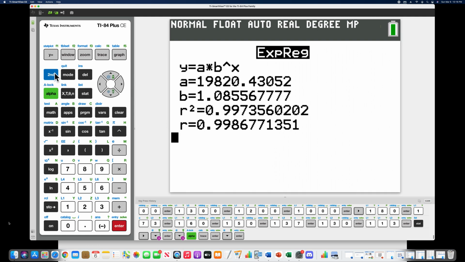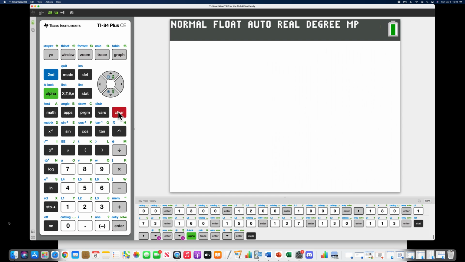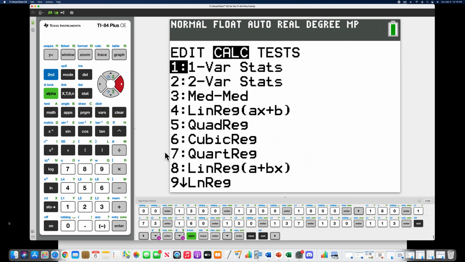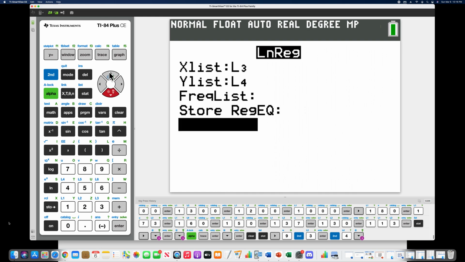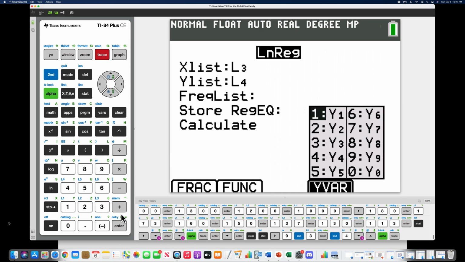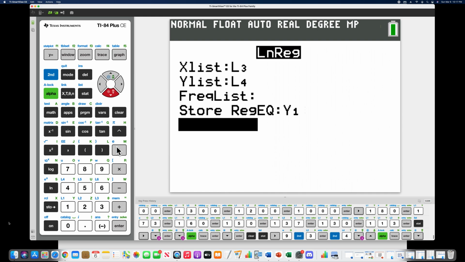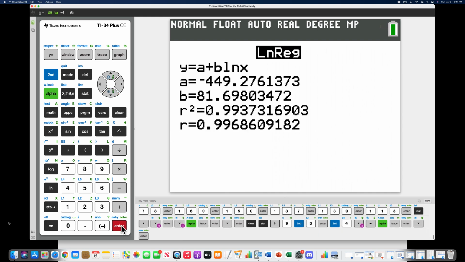The last one, let me clear the screen. Stat, calc, number 9. But now my data I had in L3 and L4. So if I want to change that, it's second number 3. Enter, and then we'll go second L4. Again, whoops, passed it up. I want to store that in Y1 just to show you the feature I was doing with the older calculator. We'll calculate it. There's my answer.